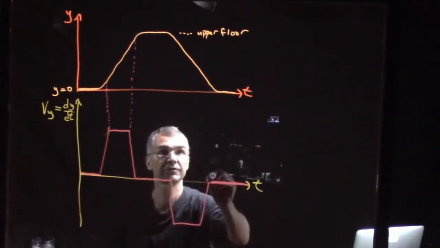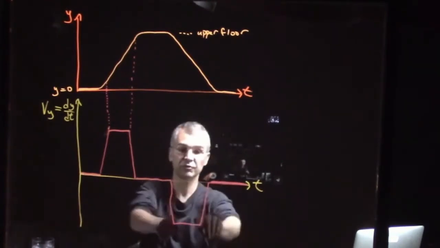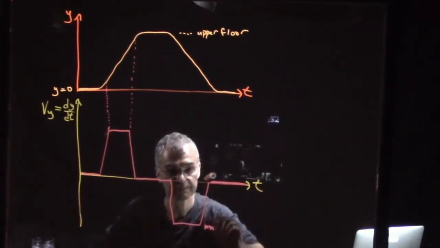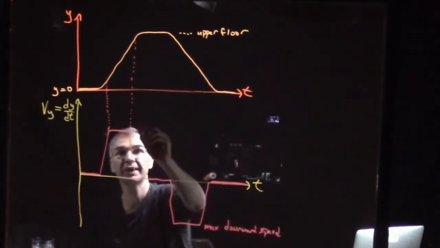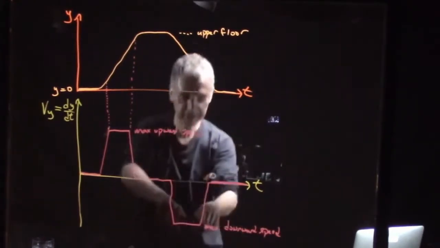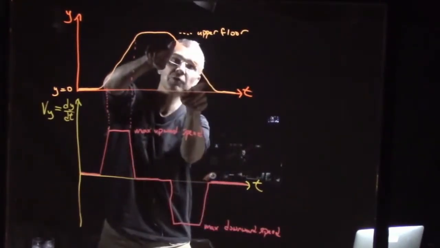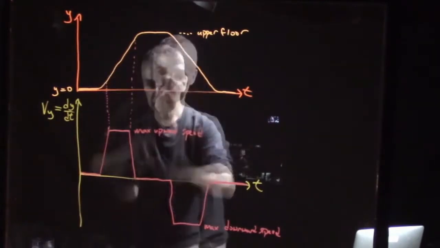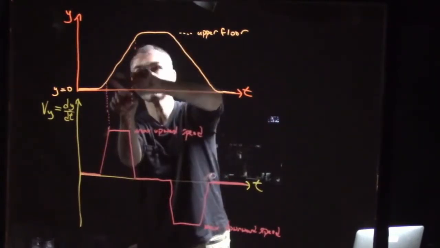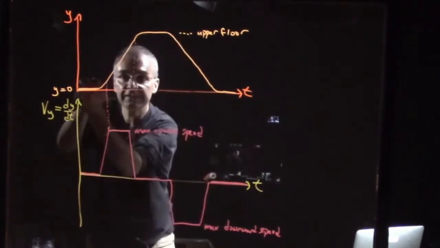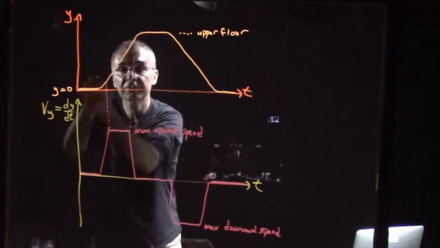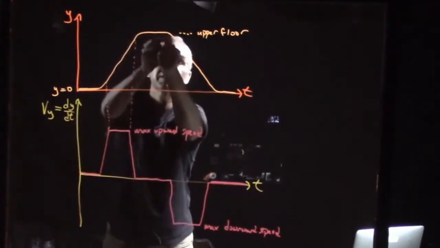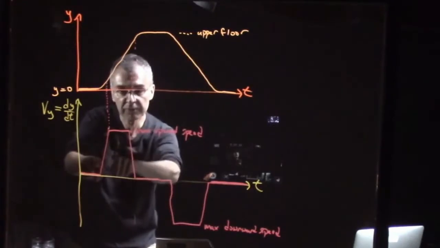So this region is like maximum downward speed, and this is our maximum upward speed. Maximum downward speed corresponds to this straight line portion here of the position versus time. Maximum upward speed corresponds to this straight line portion here. And then there's a tiny little curvy part where the elevator is speeding up or slowing down, and that's this part where the velocity is changing.